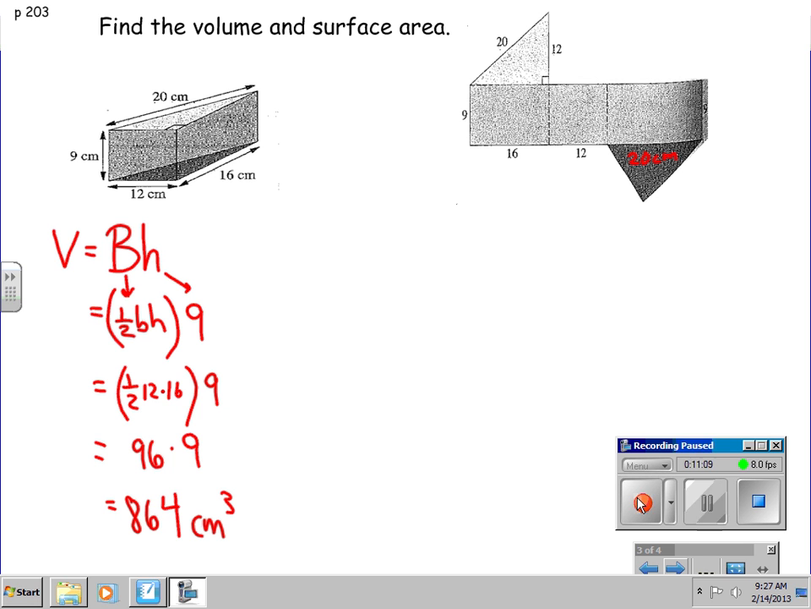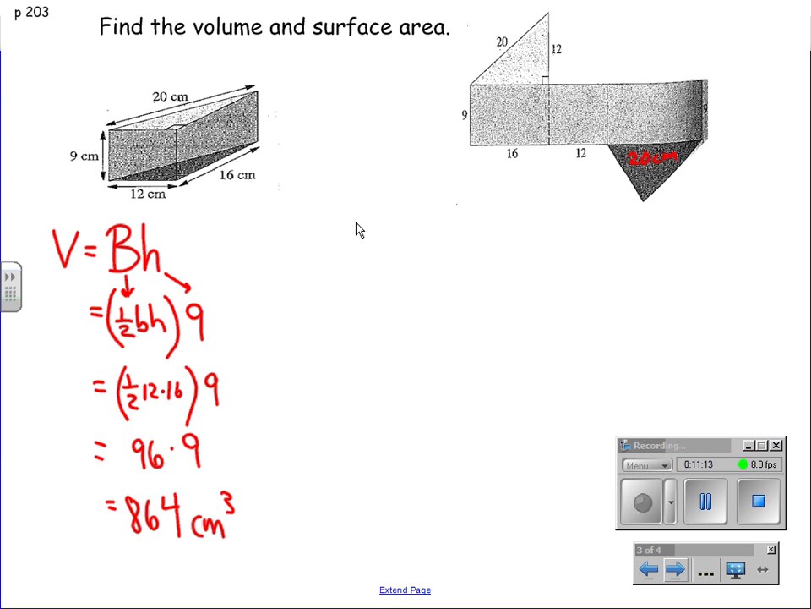Okay, so when we look to find the surface area of this, we have to do basically the same thing that we did yesterday, which is find the area of each face and put them together. So we know that we'll have 2 of these bases, right? They're the same. So we'll have 2 of the bases, and then we have to add in the lateral surfaces.